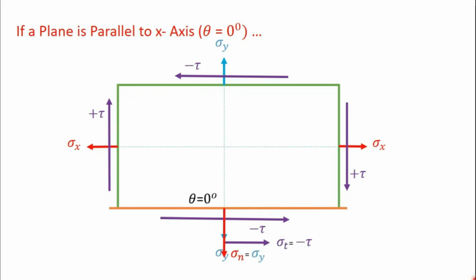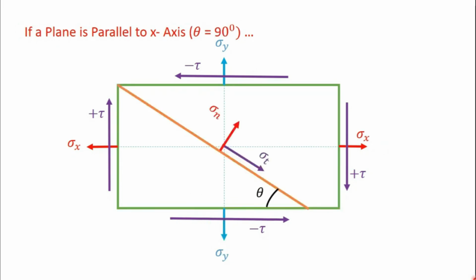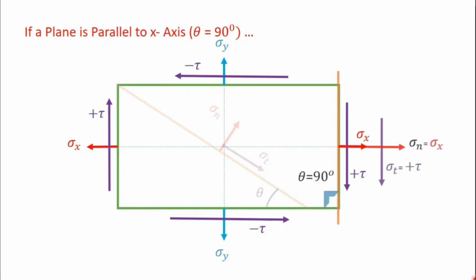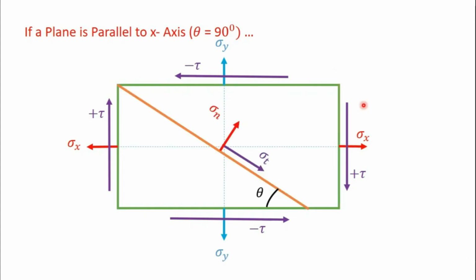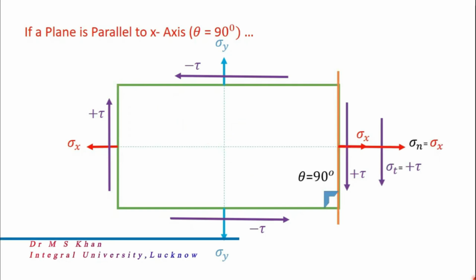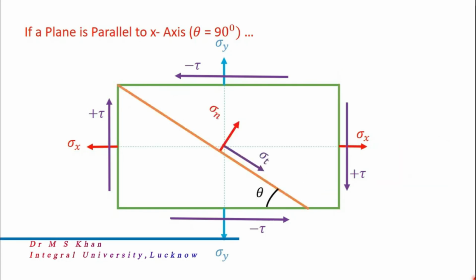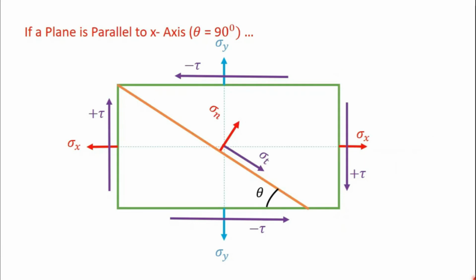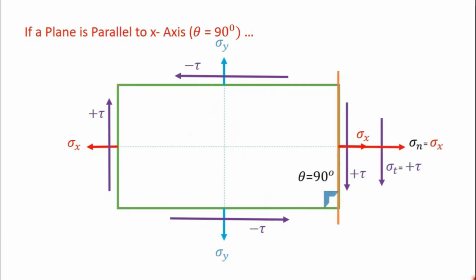Once more we can check by putting theta equals 90 degrees. Similarly, when we put theta equals 90 degrees, we will get sigma n equals, this time, sigma x, not sigma y, and sigma t or tau equals plus tau xy, clockwise. We will again check the plane, which is the general plane, and after putting theta equals 90 degrees we will get this plane, and at this plane we know that we are applying sigma x. So similarly sigma n becomes sigma x and sigma t becomes plus tau, which is the clockwise direction of shear.